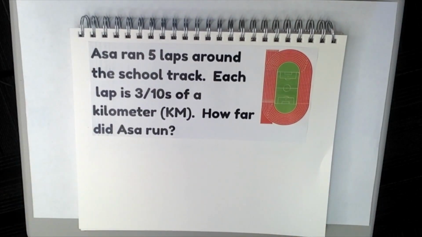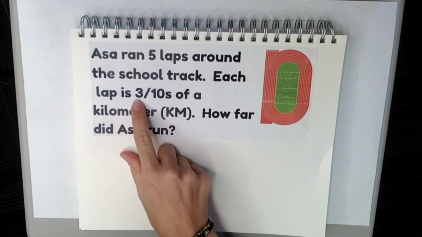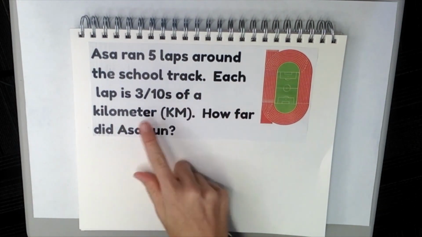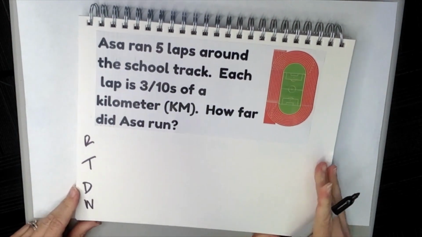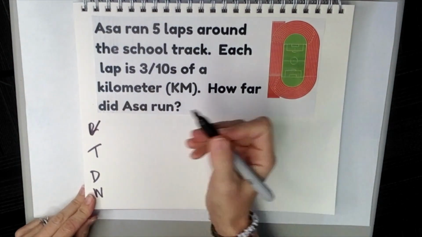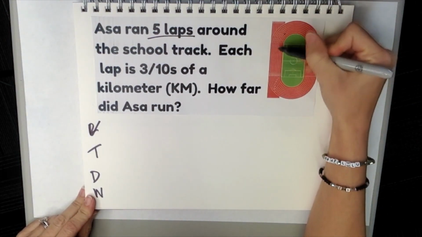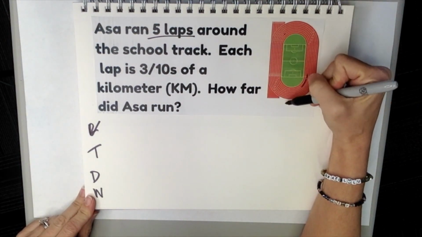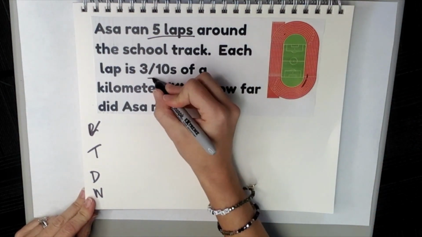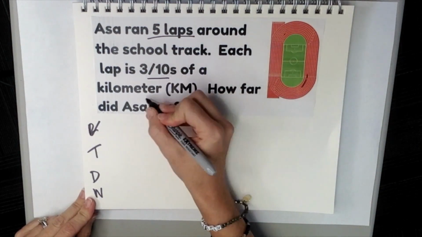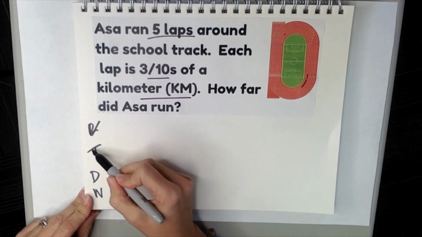Let's try a word problem. Asa ran 5 laps around the school track. Each lap is 3/10 of a kilometer. How far did Asa run? Well, read, think, draw, write. All right, so we read it. So we know 5 laps is important, and we know every time he goes around, here's an image to help us, every time he goes around, that's 3/10 of a kilometer. So one circle around is 3/10 of a kilometer, and they even included the abbreviation. How far did Asa run? So we want to know the total distance.